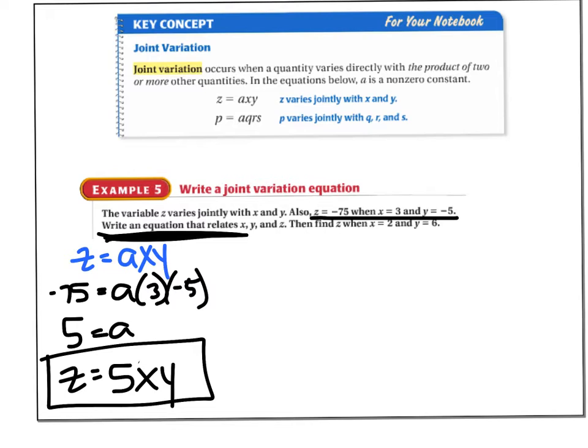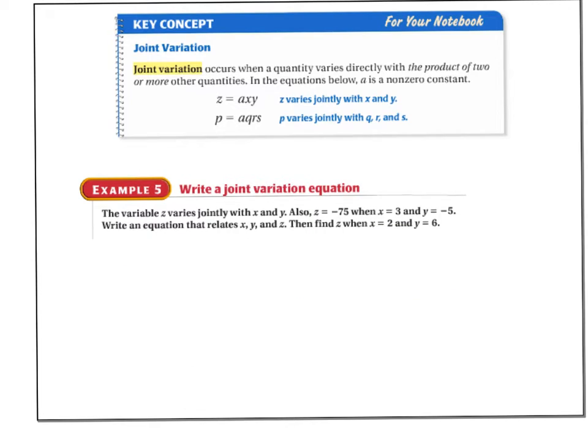And then finally they add on and say, find Z now when you know what X and Y are. So I know that my equation is the constant of variation 5 times 2 times 6. And so then you get 30 times 2, and Z would be 70 because it varies jointly with X and Y.